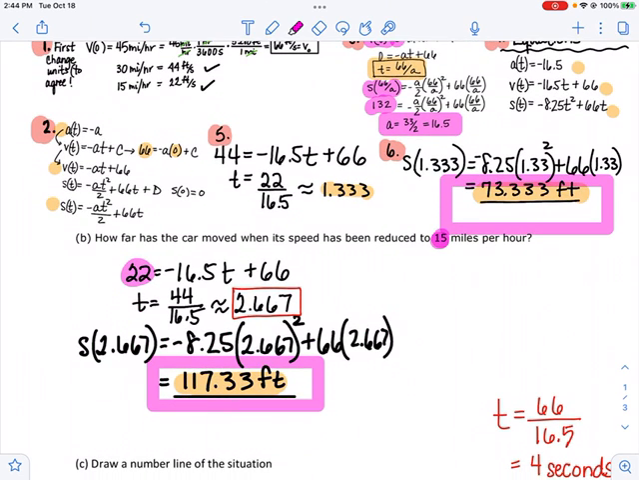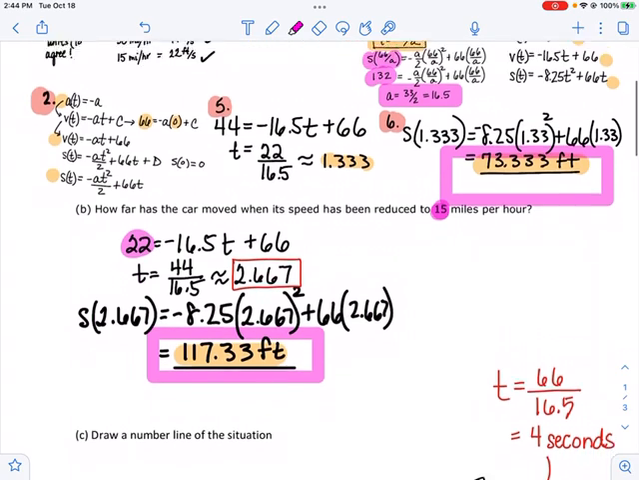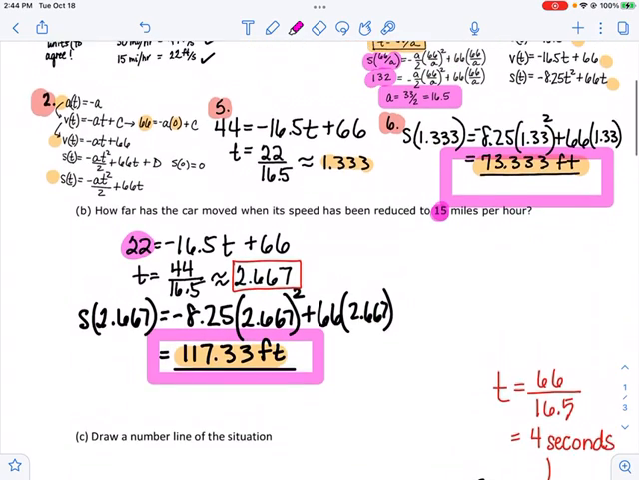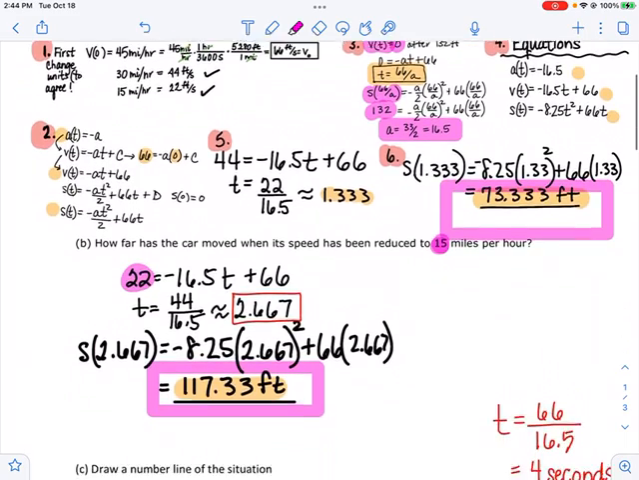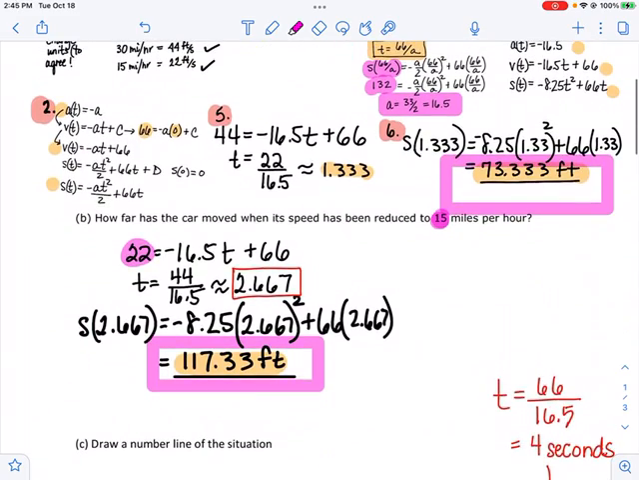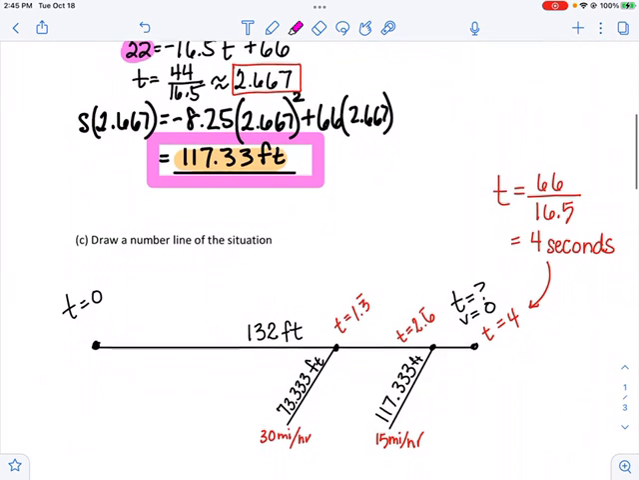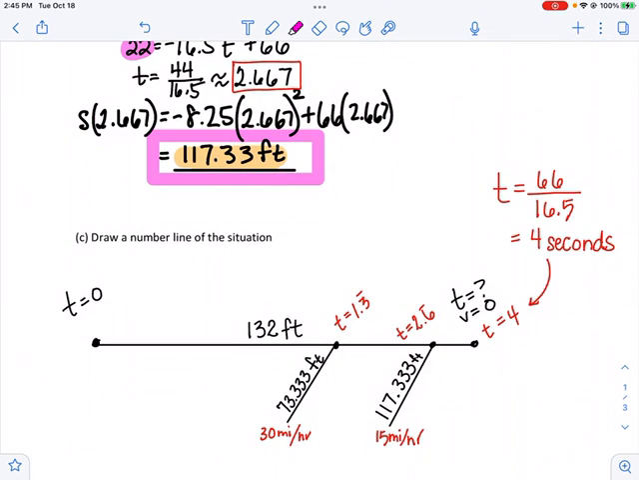Then the third part of the question is, draw a number line of the situation. And I also looked at what the t value would be. So we got almost all the way through this problem, and I kind of wanted you to sort through it. I hope you did take a little time with that for number 19. But drawing a number line of the situation, I would look at it like this.